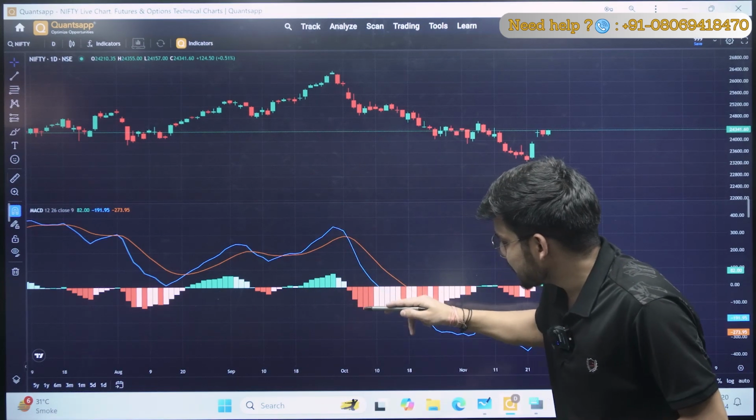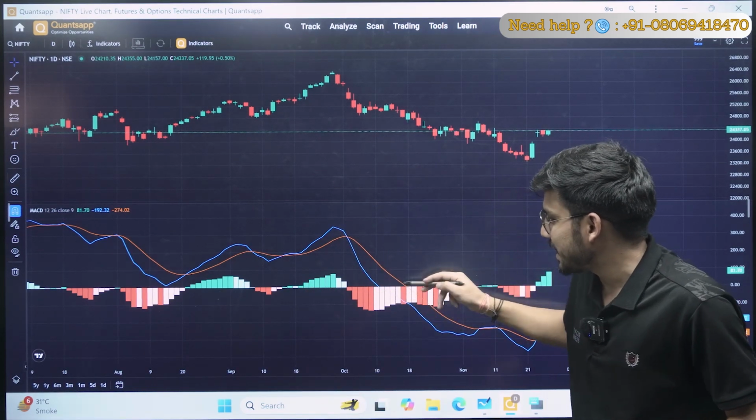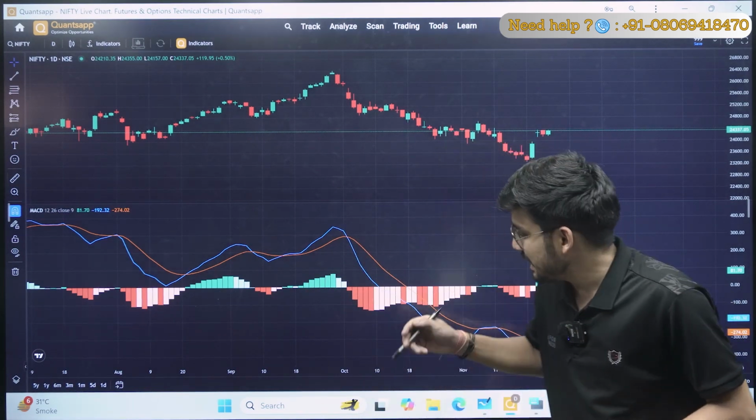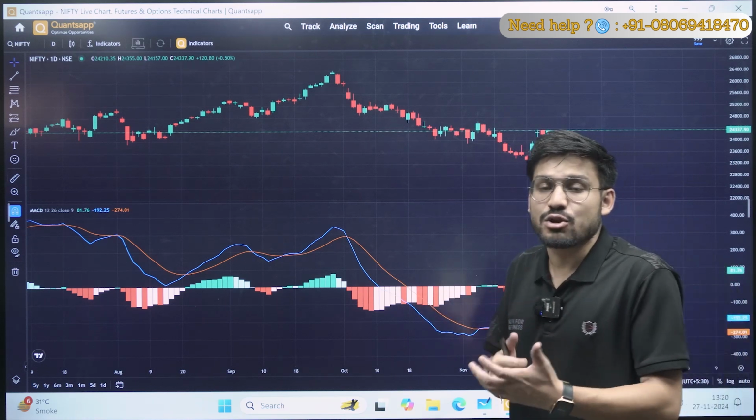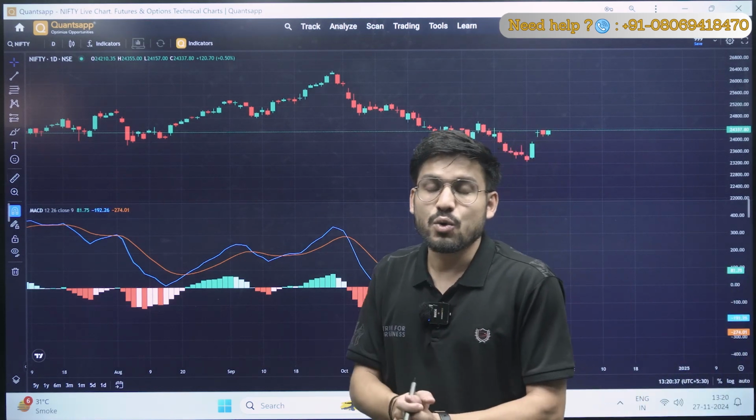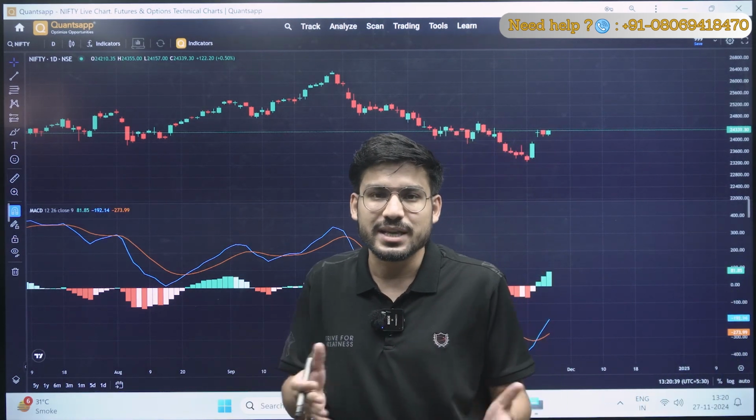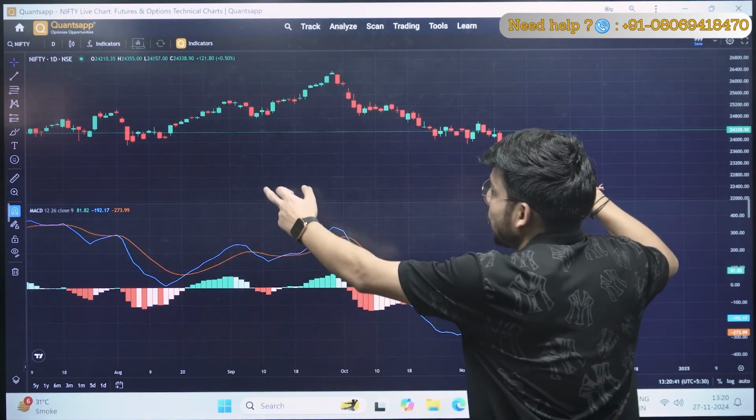Then there are some histograms in various colors, for example red, white and green. Now these histograms will show me the strength of the movement, how good the momentum is in the market. Now, how to trade with it.